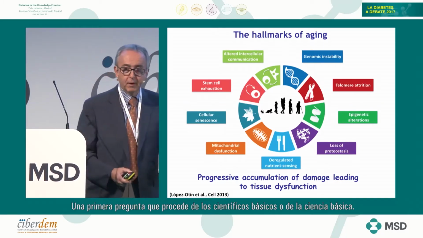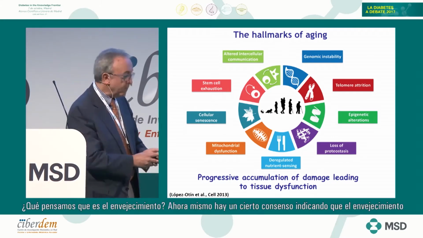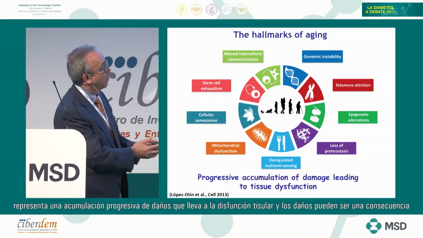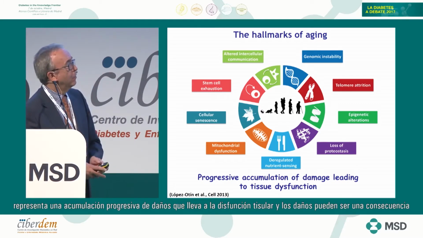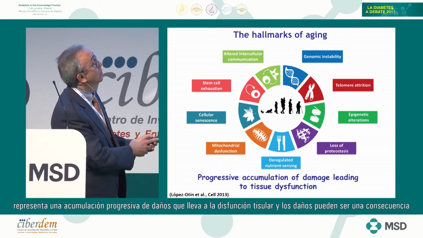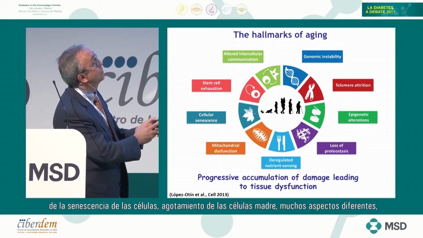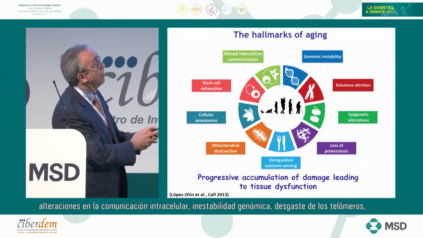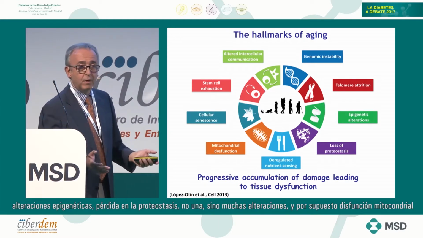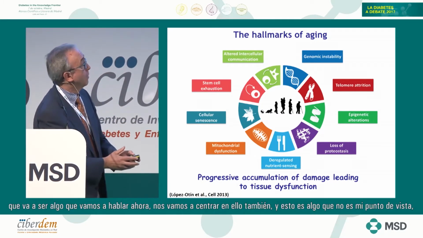So my first question, coming from the very basic scientist, is what do we think is aging? Right now there is a certain consensus indicating that aging represents a progressive accumulation of damage leading to tissue dysfunction. And the damage can be a consequence of cellular senescence, stem cell exhaustion, many different aspects. Altered intercellular communication, genomic instability, telomere attrition, epigenetic alterations, loss of proteostasis, not one, many different alterations. And of course, mitochondrial dysfunction, which is something we are going to be focusing on.